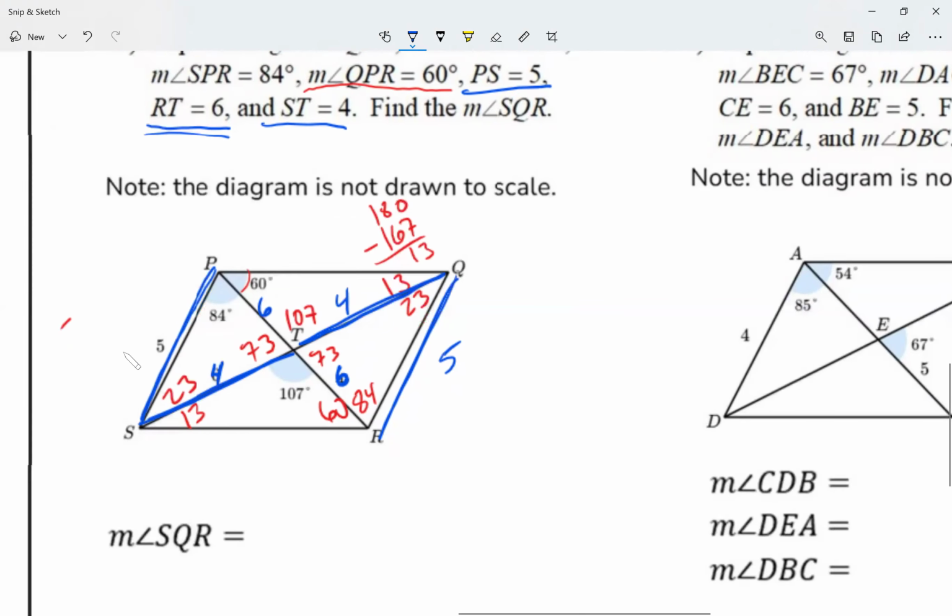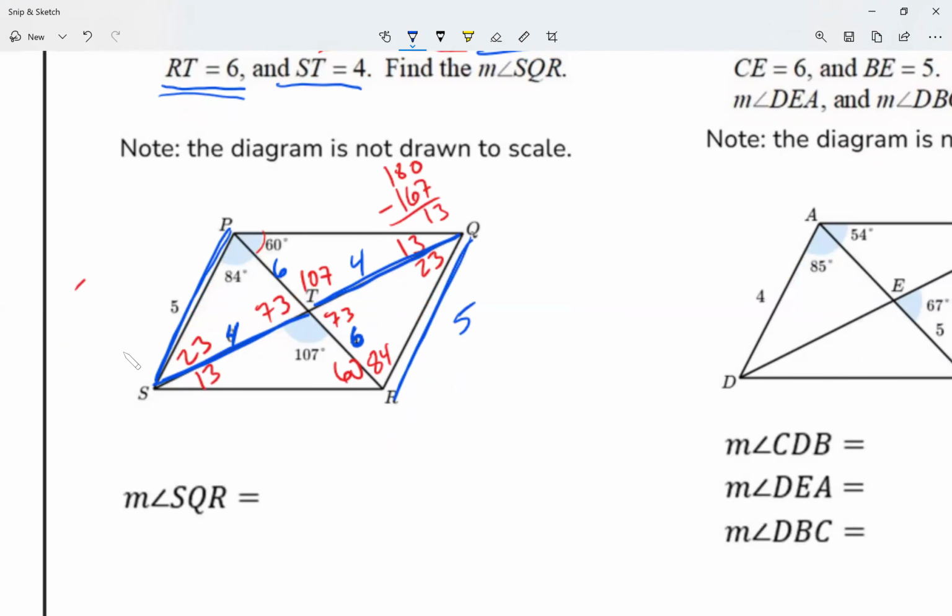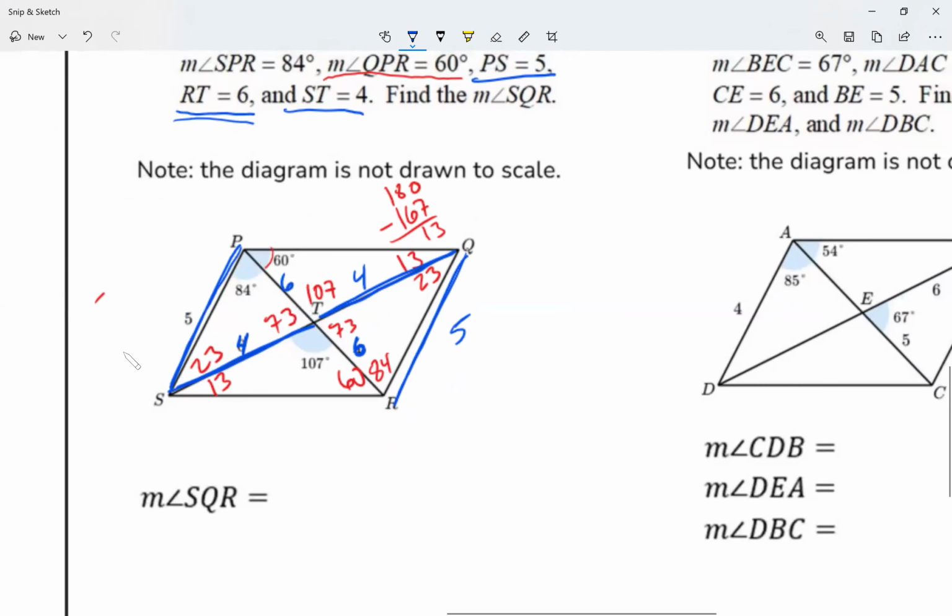Now here is just going to ask me for one question. Find the measurement of angle SQR. Note, the diagram is not drawn to scale. So what I mean with that not drawn to scale is don't bring out your protractor and measure it with a protractor. They might be off. Just use the information given. Here I'm just asking, what's the measurement of angle SQR?